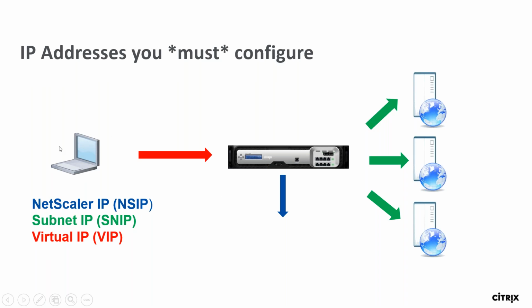So this is kind of 101 stuff, but just things you might wonder why it's not working. IP addresses you must configure, and again, there are caveats to everything. But in general, you need a management IP address. You need a subnet IP address, that's what's used to talk to your backend servers, and you need a VIP. That's what NetScaler or ADC listens on for traffic coming in. So those three addresses are needed for the bread and butter, the standard functionality of the device.